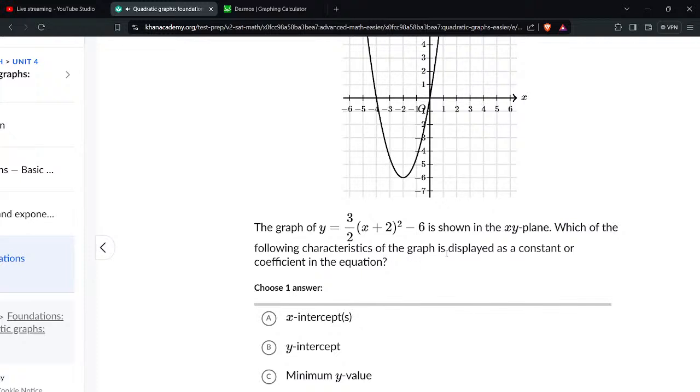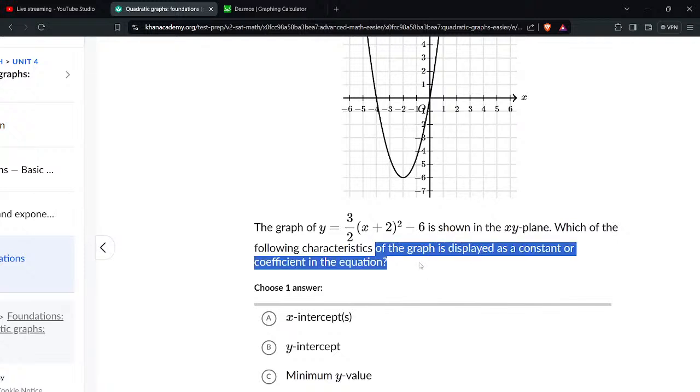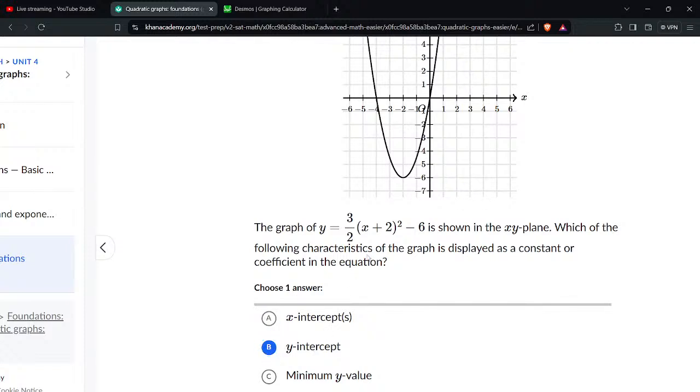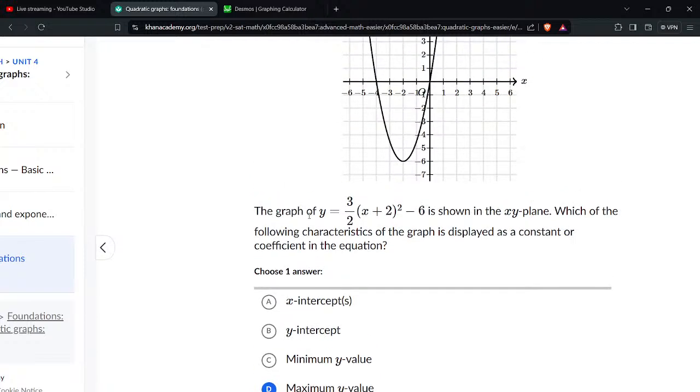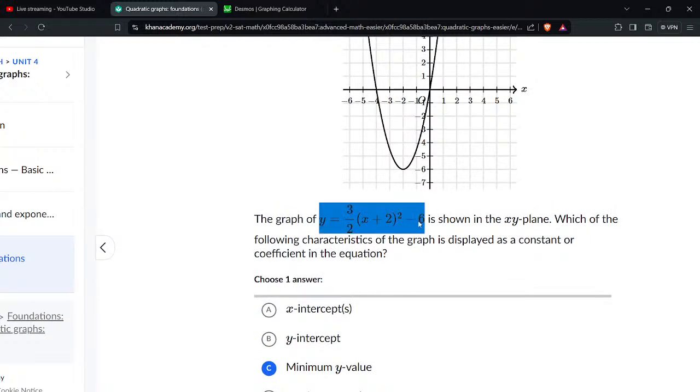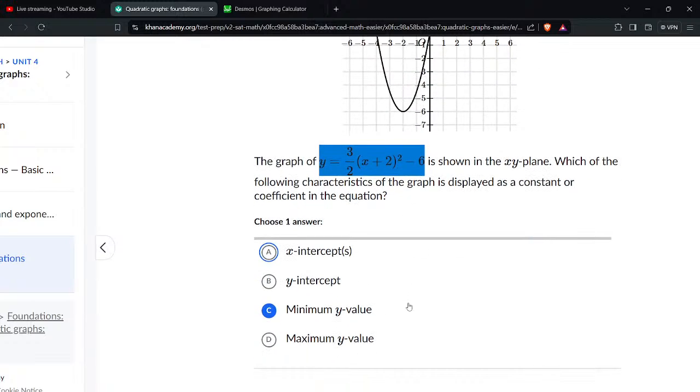Which of the following features of the graph is displayed as a constant of the equation? So we have x-intercepts. No, we have the y-intercept. No. Okay, we have the minimum y value, maximum y value. I don't know the answer to this question at all. First of all, 2 comma 6. No, this is wrong. The minimum y value. Do we have the minimum y value? Yes, the minimum y value is the right answer.